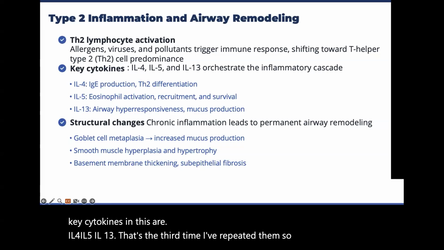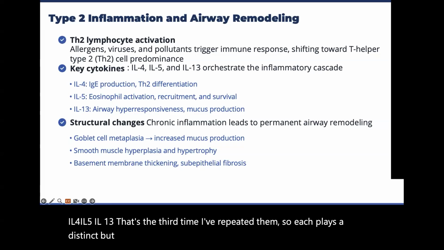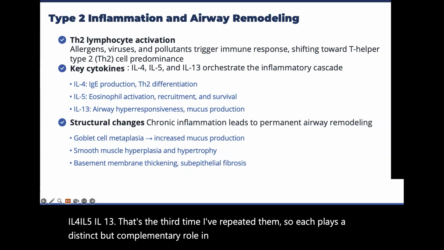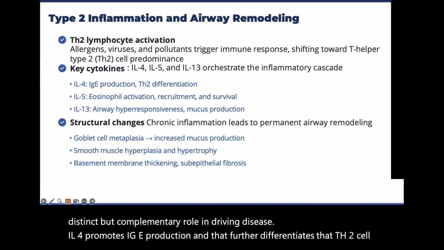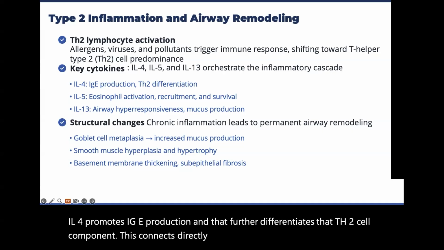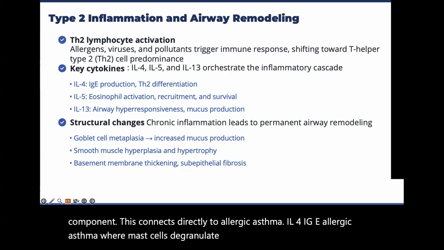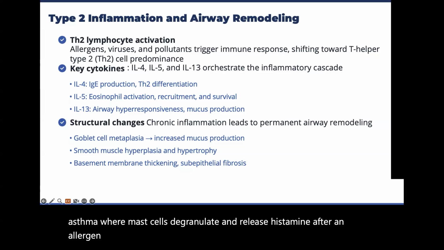Each plays a distinct but complementary role in driving disease. IL-4 promotes IgE production, and that further differentiates that Th2 cell component. This connects directly to allergic asthma. IL-4, IgE, allergic asthma, where mast cells degranulate and release histamine after an allergen exposure.